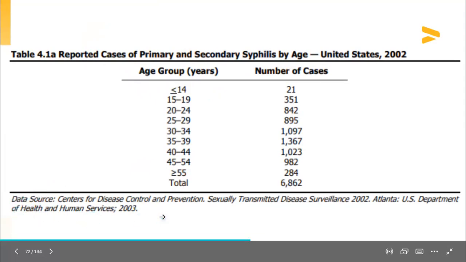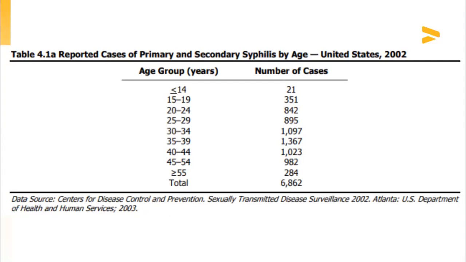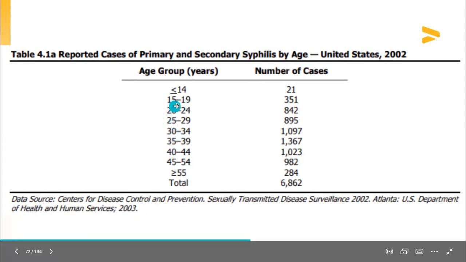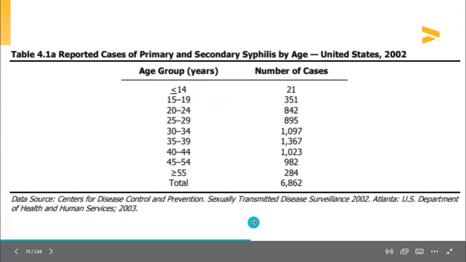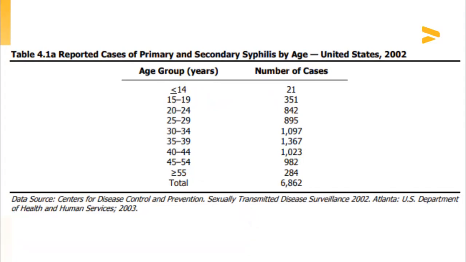So is this self-explanatory? Can you readily identify the number of cases per age group? Yes. Are the data clear and concise? Yes, because each age group corresponds to a particular number of cases, and the columns are properly labeled. So this table is actually self-explanatory. So this is a good table.